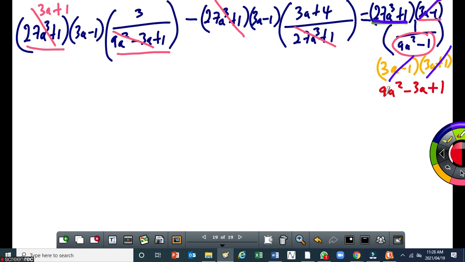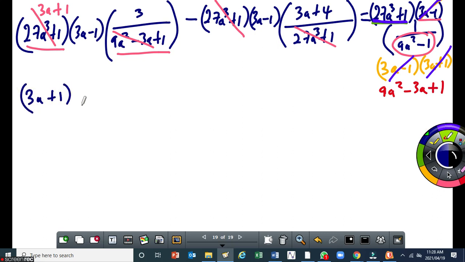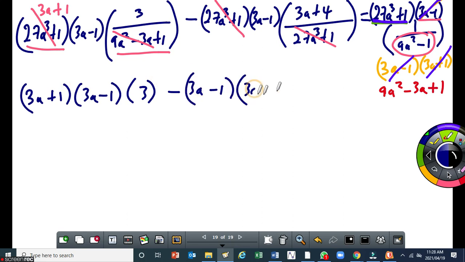I wish you were at school, maybe for this question it would have been much better, but do you understand what I'm trying to say? Yes, sir. Okay, so let me now write the simplified equation. The simplified equation is going to become 3a plus 1 times 3a minus 1 times 3, minus 3a minus 1 times 3a plus 4, is equal to the trinomial, that's 9a squared minus 3a plus 1.